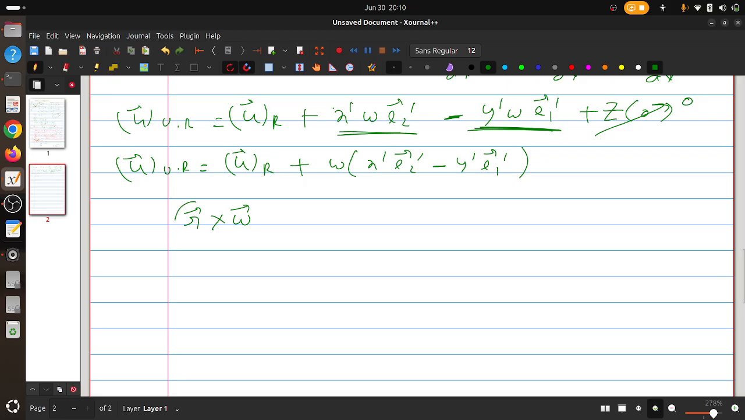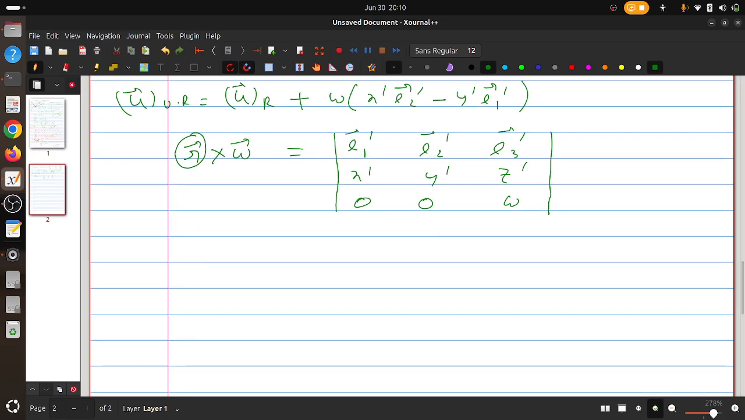So if I express R in the primed basis, we can write this as the determinant of e1 prime, e2 prime, e3 prime. Remember how we take the cross products, right? Then x prime, y prime, z prime, and then omega. I have assumed that omega is along the z, so 0, 0, omega. That is how we are doing here. So R cross omega would be just e1 prime times y prime omega minus e2 prime times x prime omega, simple algebra.